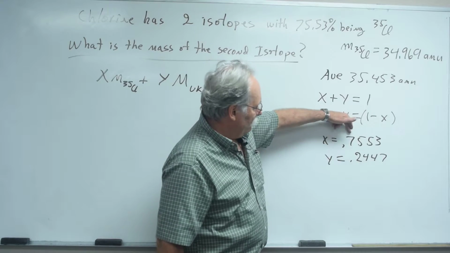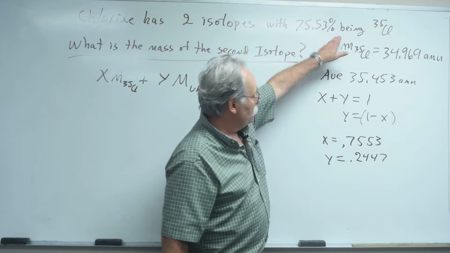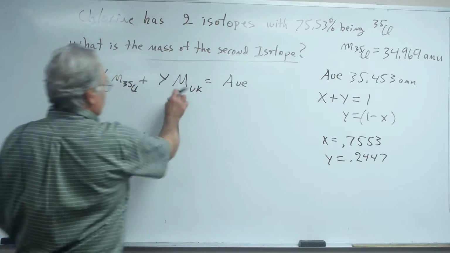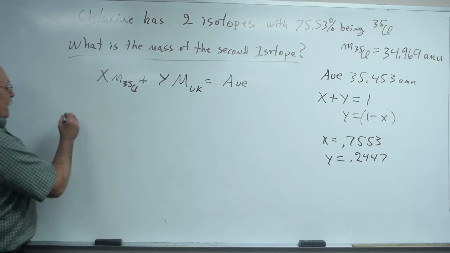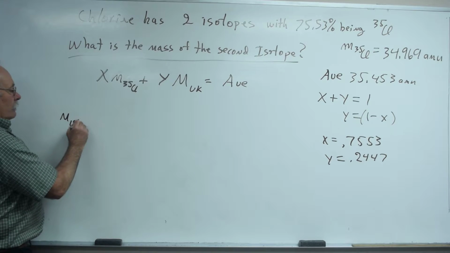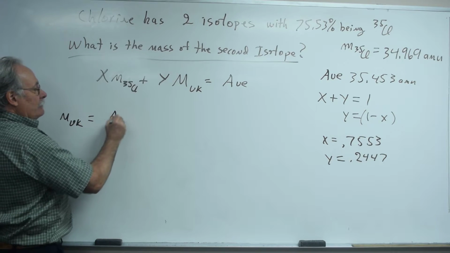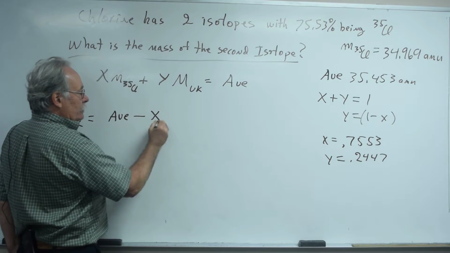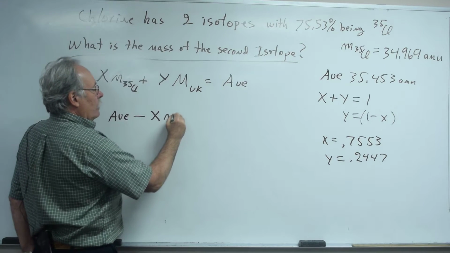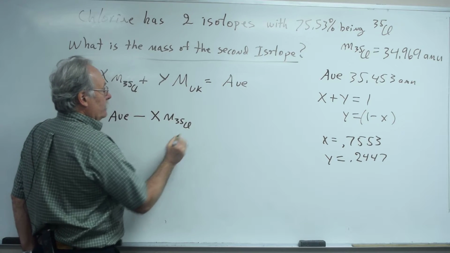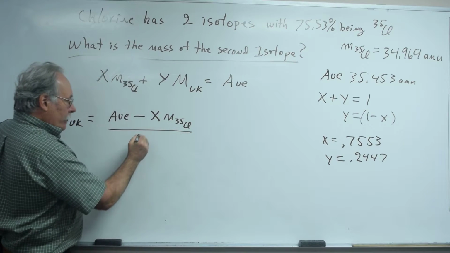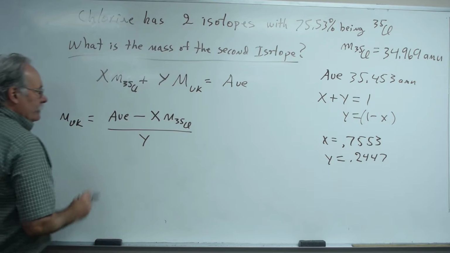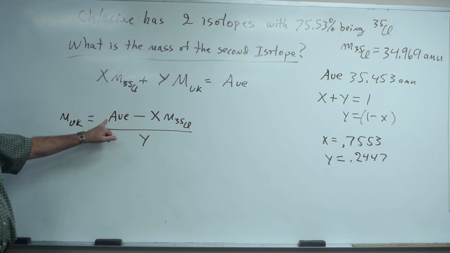And if I add the fractions, they equal 1. And so what I'm saying is that it's 75.53% this and 24.47% this. Okay, so now I simply have one unknown. I can solve this, and I can say that the mass of my unknown isotope is equal to the average mass, which I got off the periodic table, minus the fraction times the mass of the isotope I know, which is chlorine-35, divided by the fraction of the unknown. So now I have to be careful with my sig figs here, okay?